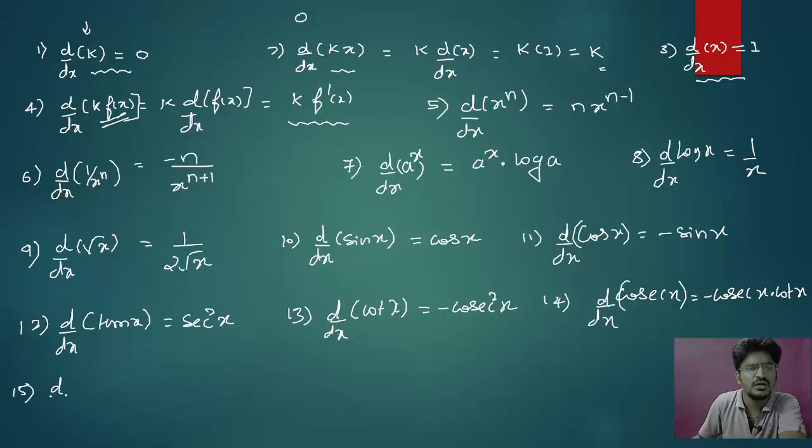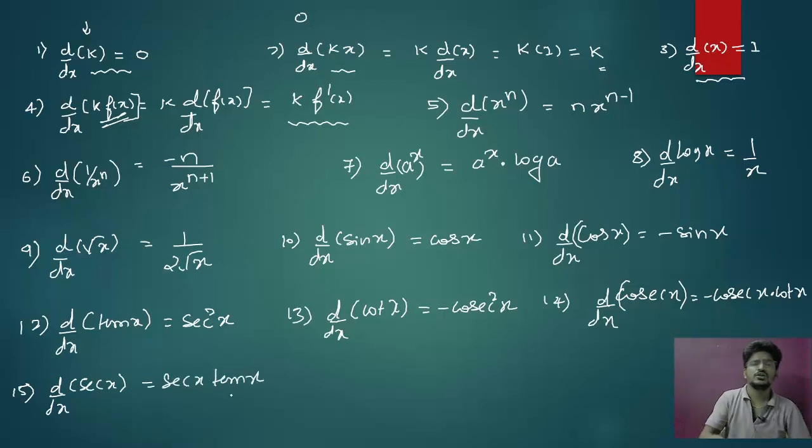15th one, differentiation of sec x, what? Sec x into tan x. By doing this, you can remember the formulas. So now you got a rough idea of the formula: sin, cos, tan, cot, cosec, sec, and also x, kx, f of x. So all these formulas you have understood.